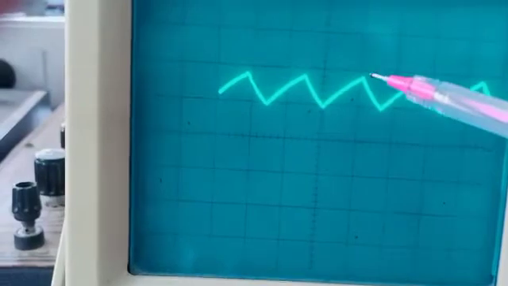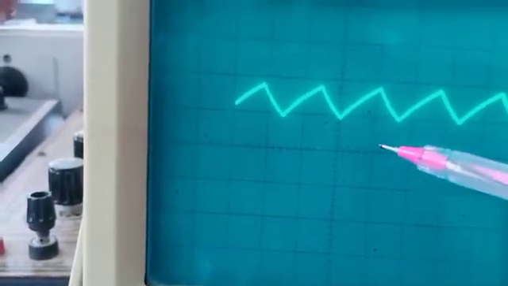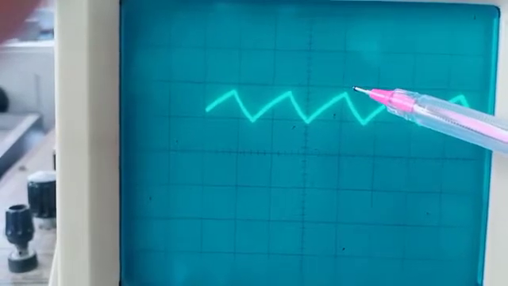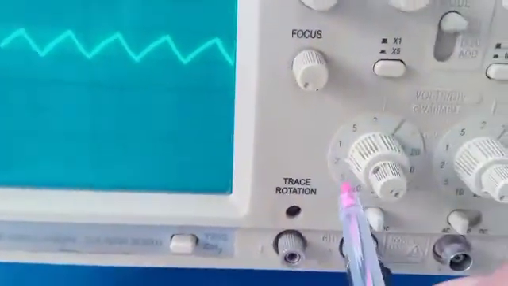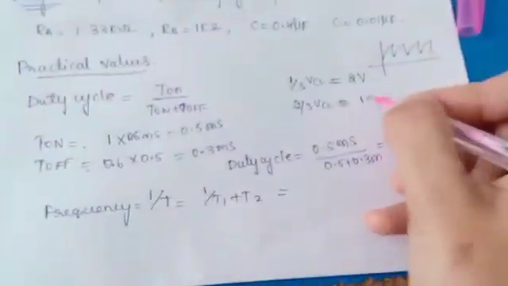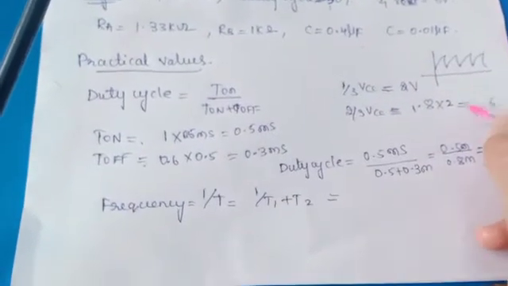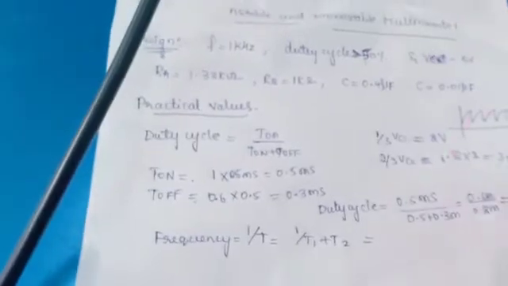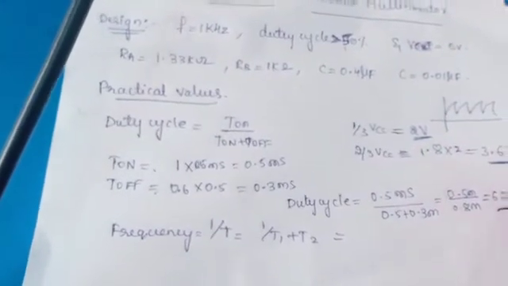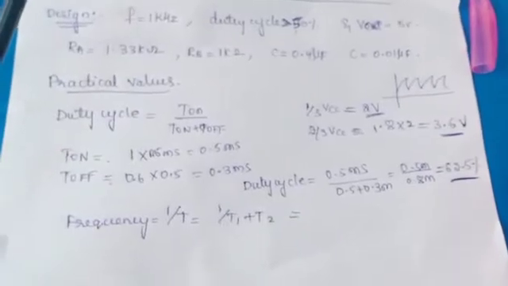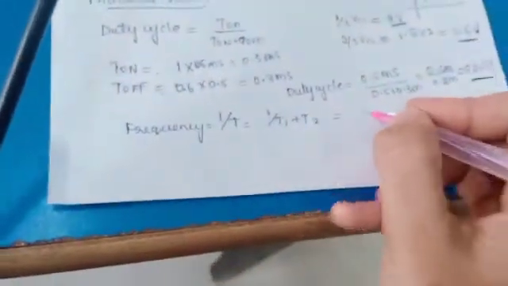Next we need to take 2/3. 2/3 means from the reference point here to this peak. It is around 1.8. So 1.8 into 2, we can write here for 2/3. 2 eights are 16, so 3.6 volts. So this is the value for 1/3 VCC and this is the value for 2/3 VCC.